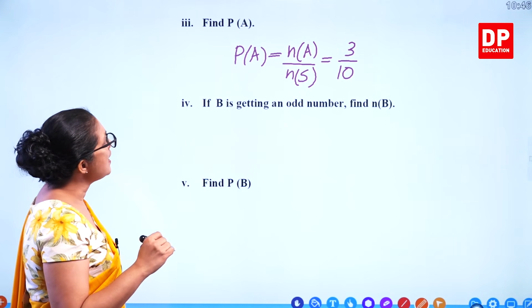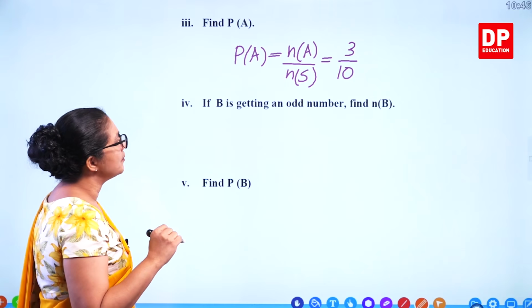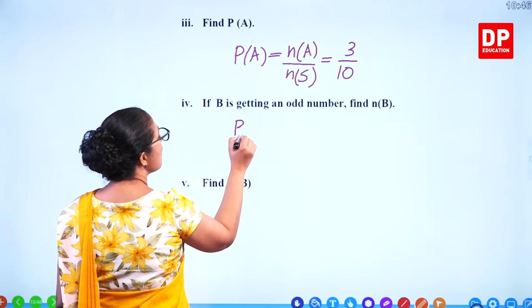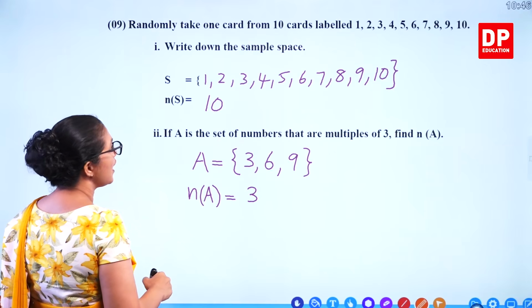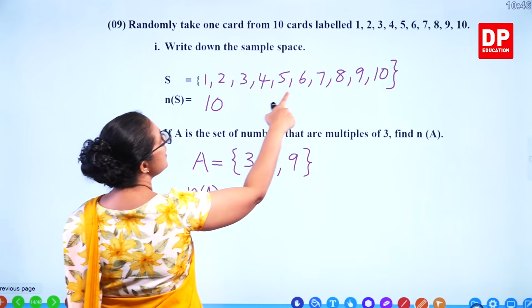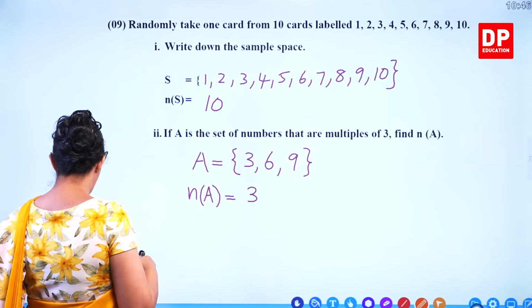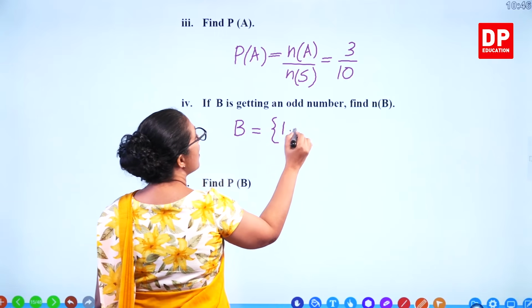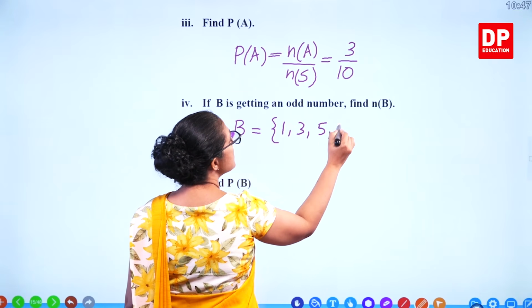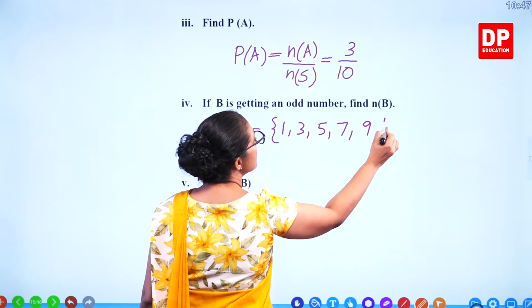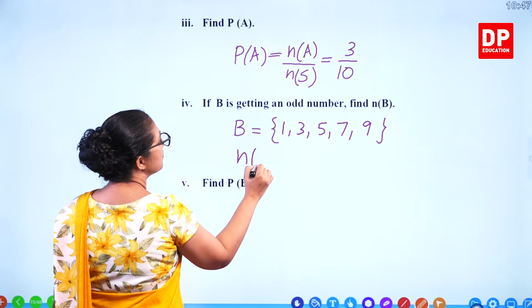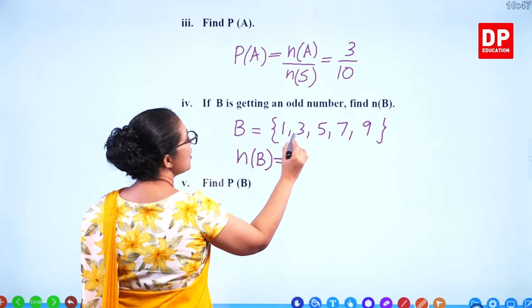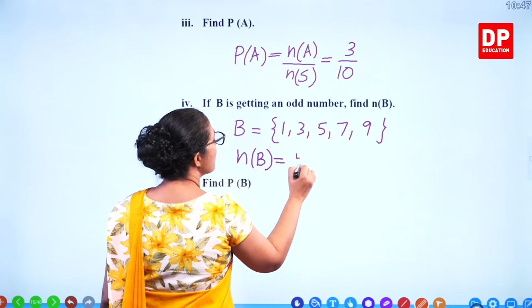If B is getting an odd number, we have to identify the event B. What are the odd numbers? 1, 3, 5, 7, 9. So what is the number of elements in B? 1, 2, 3, 4, 5.